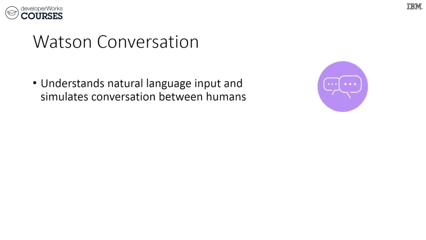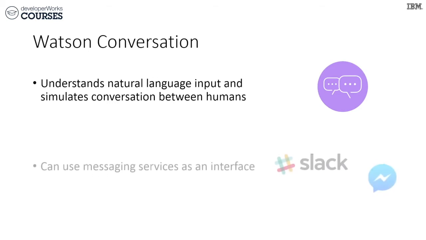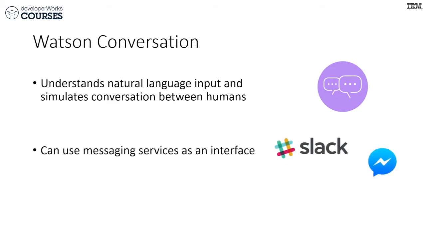So the Watson Conversation Service is a tool that understands natural language input that simulates conversation between humans. Basically, it allows developers to create a more human-like interface to their application. With this service, a user can initiate a request to an application simply by asking for something as they would ask another person. This interface can be built using existing messaging services like Slack, Facebook Messenger, or any other text or voice-based services.